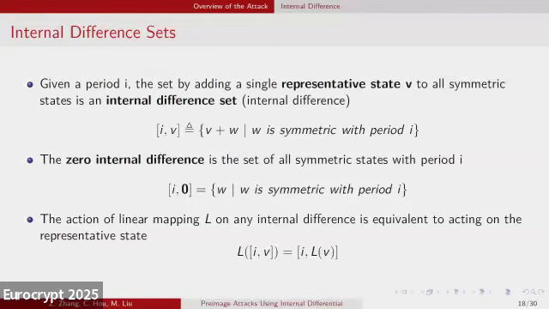Now let's introduce the concept of internal difference sets. Given a period l, the set obtained by adding a single representative V to all symmetric states is an internal difference set, called internal difference for short. If V is the zero vector, the set is called zero internal difference, which is actually the set of all symmetric states with period l. The action of a linear mapping on any internal difference is equivalent to acting on the representative state.